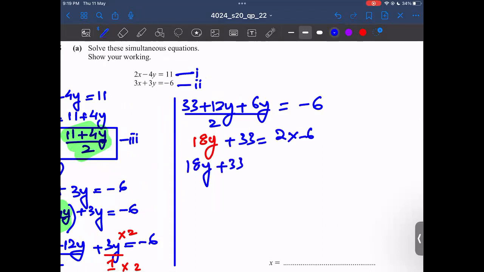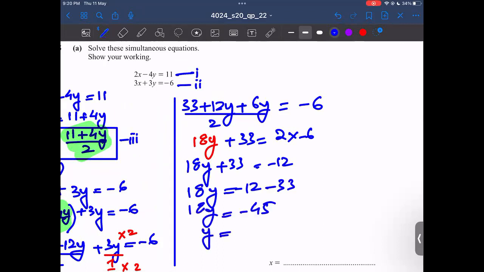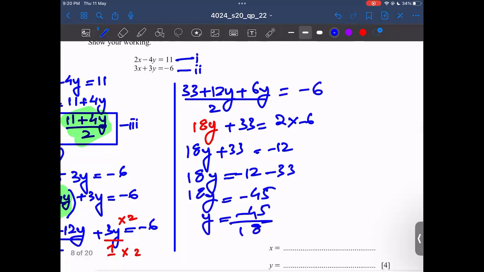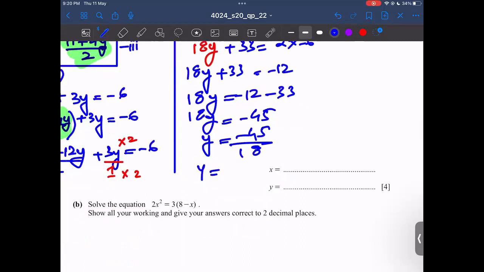2 6s are 12. Minus 12 minus 33. What is minus 12 minus 33? It is minus 45. So I got 18y equals minus 45, so y is minus 45 upon 18. Minus 45 upon 18, the value is minus 5 by 2. So I got the value of y, that is minus 5 by 2.